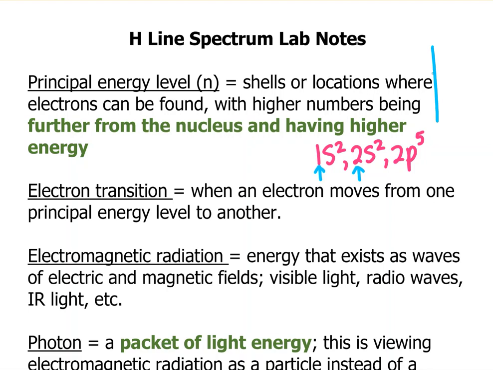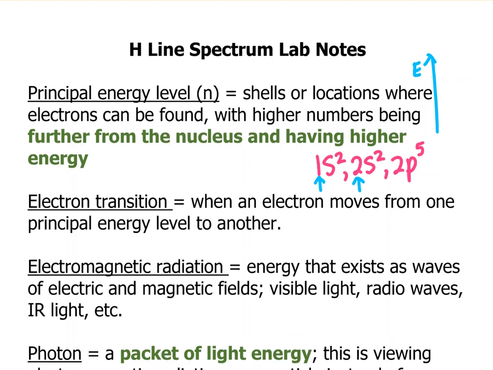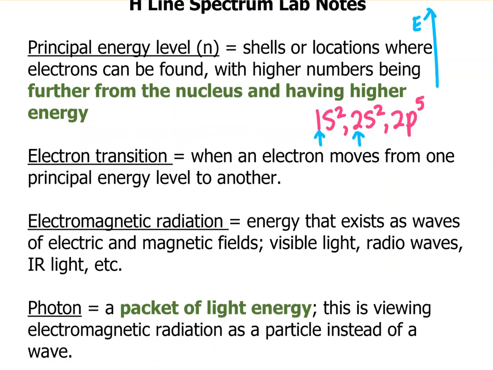So if you had an energy diagram, energy level 1 is down here, and as you go up, these are higher and higher levels. So an electron transition is when an electron moves up to a higher level or when it drops to a lower level. A transition can occur in our spectrum tubes when electricity is passed through the gas. That energy can cause an electron to go up to a higher level and then it'll drop down.